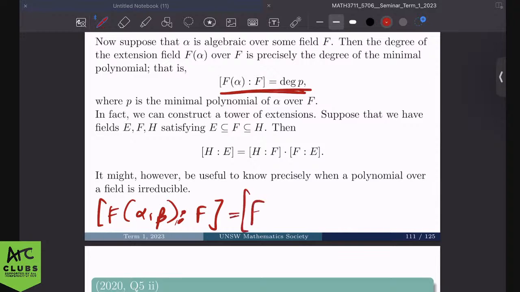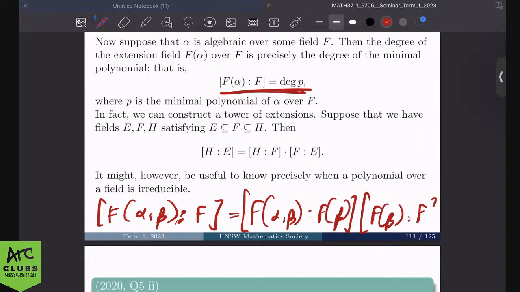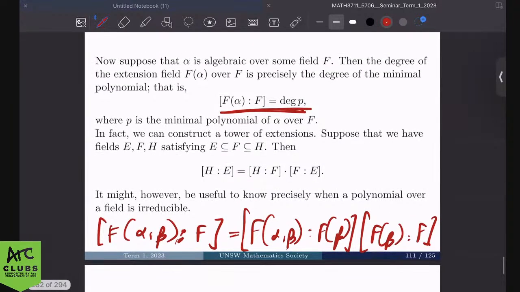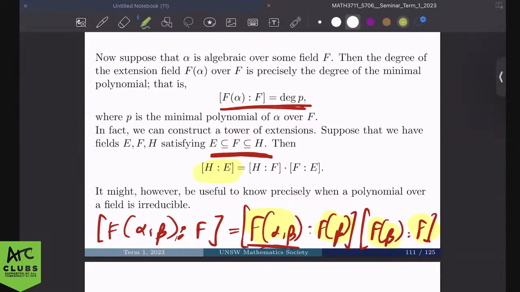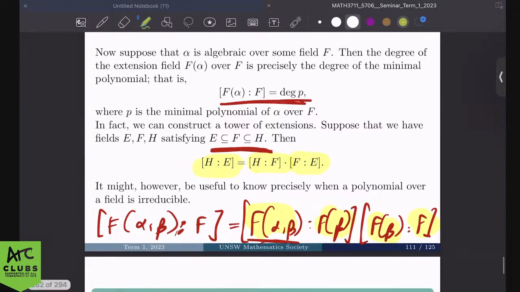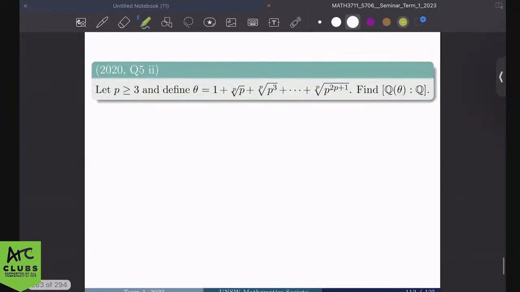So we know that we can break it down step by step. So we do the degree of F(a,b) over F(b), and then we multiply that by the degree of F(b) over F. Okay, so that's this property over here. If you've got 3 fields, and in this case we've broken it down step by step, you can write out [H:E] is equal to [H:F] times [F:E]. Okay? Sweet. Let's give this one a crack.